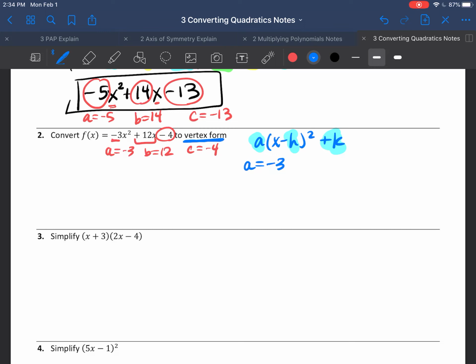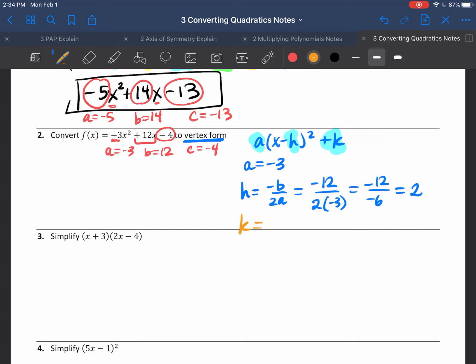Okay, for the H, we have to work a little bit harder because that's the x coordinate of the vertex. So opposite of B divided by 2 times A. Opposite of B is -12, 2 times A on bottom. That gives me -12 on top and a -6 on bottom. Simplifies to a +2. Okay, and so now we need to find our K value.